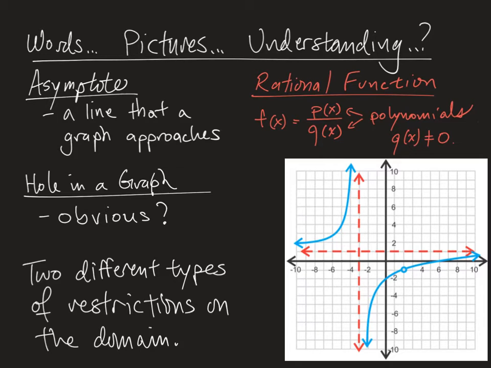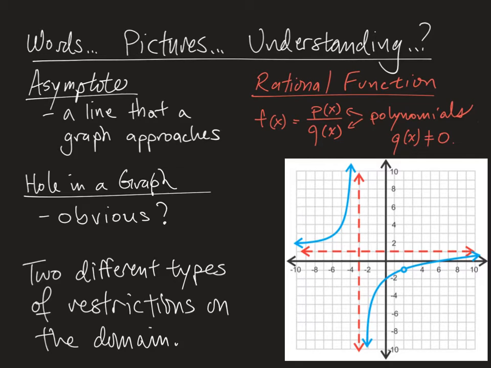A rational function is a function that takes the form of f of x equal to p of x over q of x. Now, what makes a rational function is that these p of x and q of x functions are polynomials. And as always, if you have any variables in the denominator of a fraction, the denominator is not allowed to equal 0. And that is where the restrictions come into play.